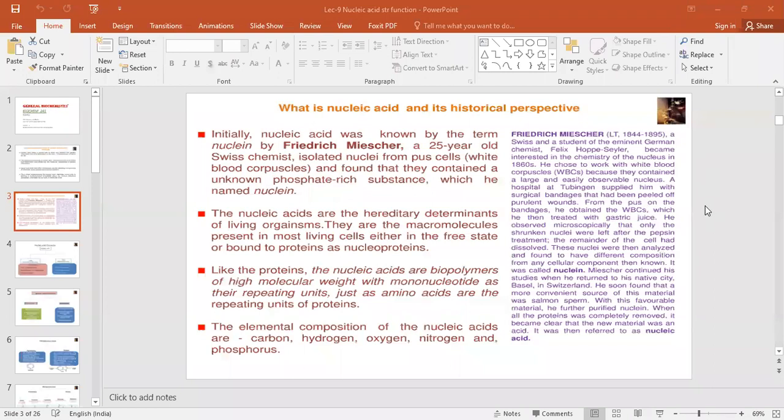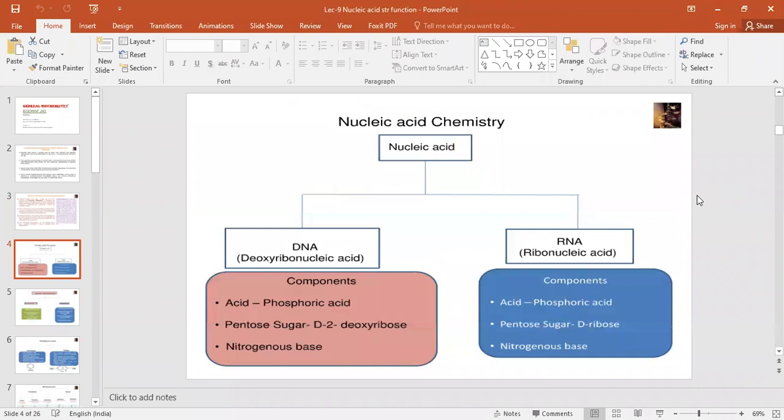The elementary composition means what types of atoms are present in this, like carbon, hydrogen, oxygen, nitrogen, and phosphorus. Then nucleic acid chemistry. There are two types of nucleic acid, DNA and RNA, deoxyribonucleic acid and ribonucleic acid.